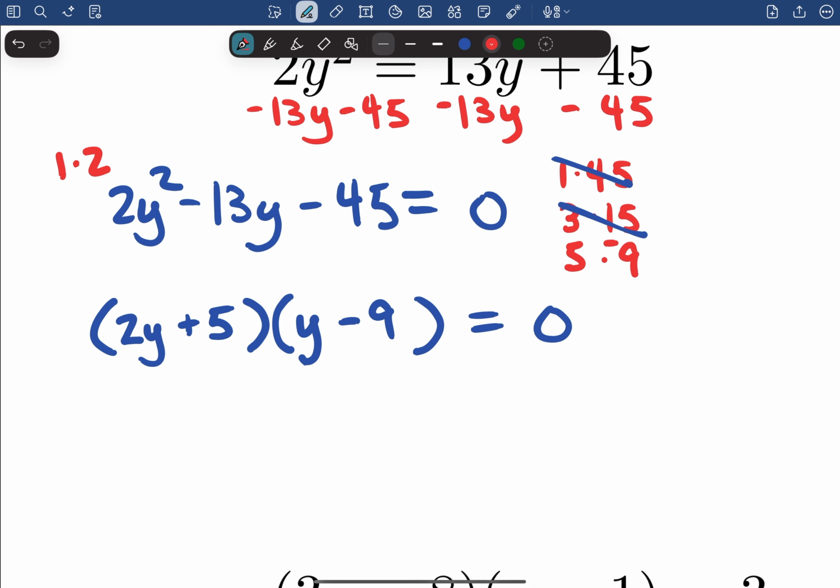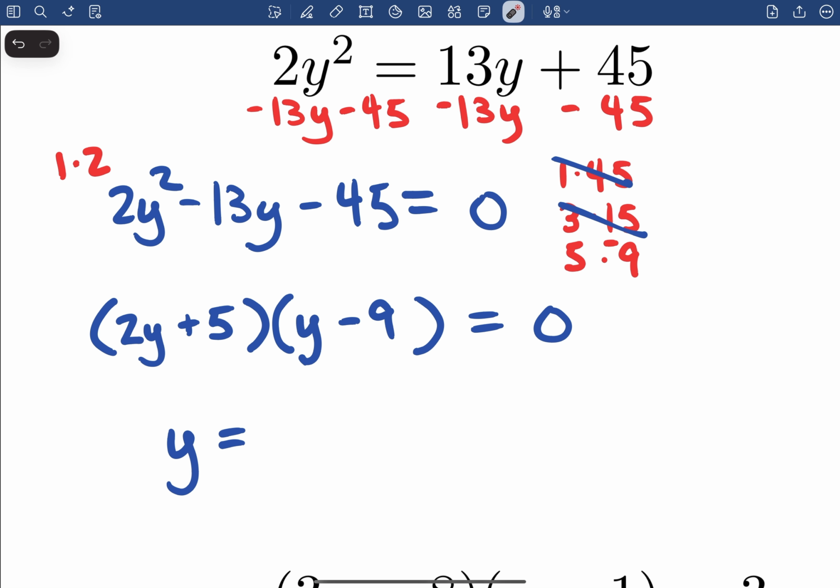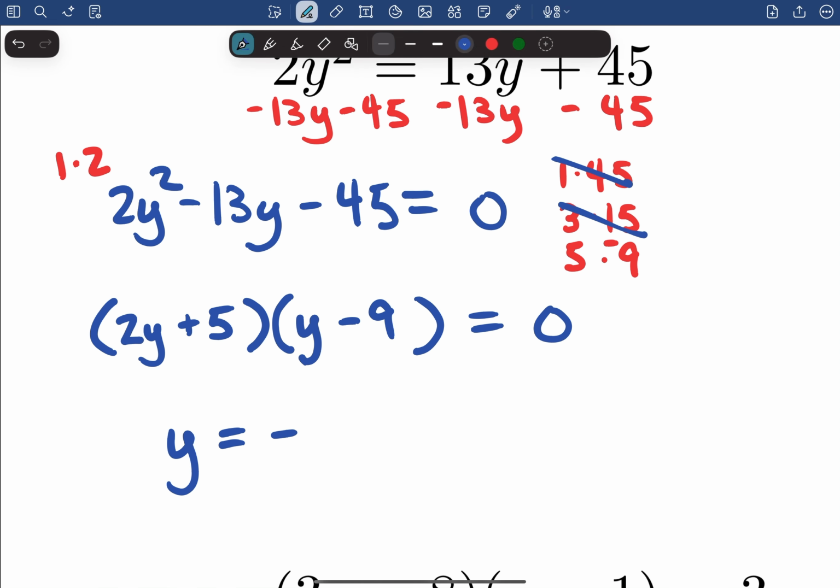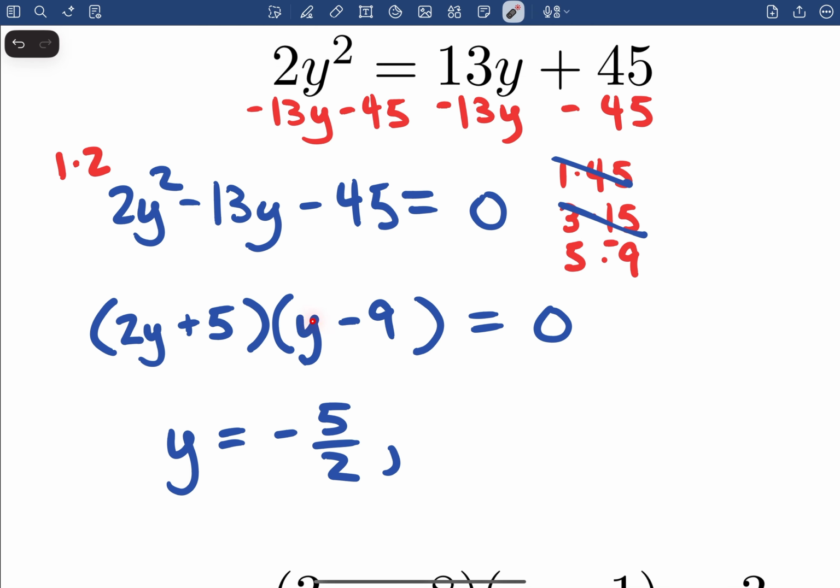And I can say that y, we do that in blue, y must equal, well, make this opposite divide by this, right? Negative 5 halves, okay? Negative 5 halves is the first solution. And then this solution is, well, make this opposite divide by 1. There's a 1 coefficient. So that would be 9 over 1. In other words, 9.